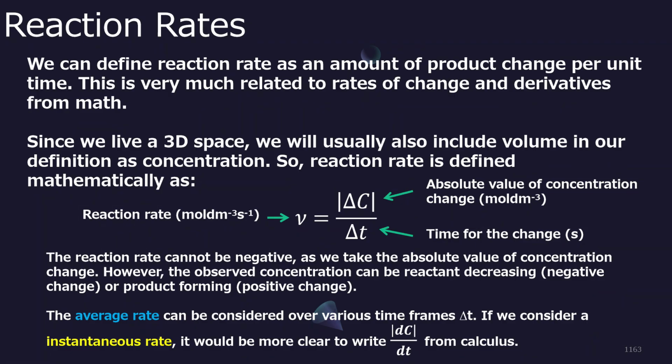So we can define the reaction rate as an amount of product change per unit time. This is very much related to rates of change and derivatives from math. So if you've already talked about rates of change in math or calculus, derivatives, you'll be very much at home with chemical reaction rates. Now, since we live in a 3D space, we usually want to include the volume that our reaction is happening in our definition.